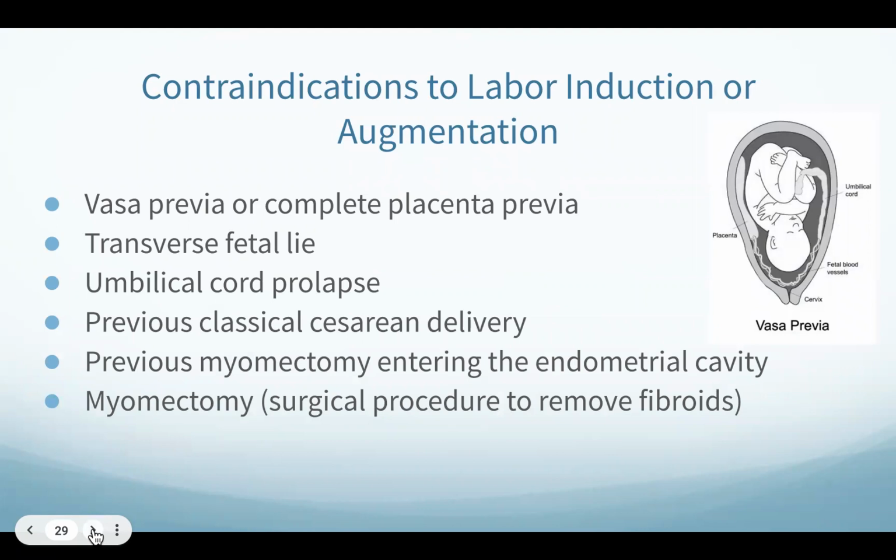Contraindications to labor induction or augmentation include any type of placenta previa, abruptio placenta, transverse lie unless they can manipulate and get the baby into a cephalic position, umbilical cord prolapse, previous C-section that we've talked about, some of the types, and a previous myomectomy entering the endometrial cavity, which is a surgical procedure to remove fibroids.